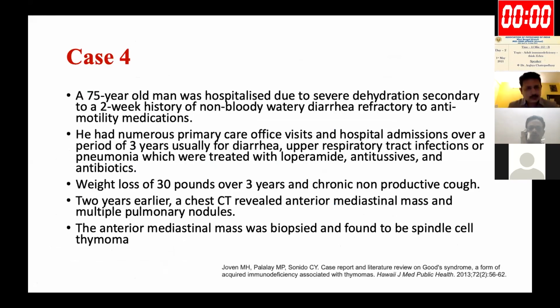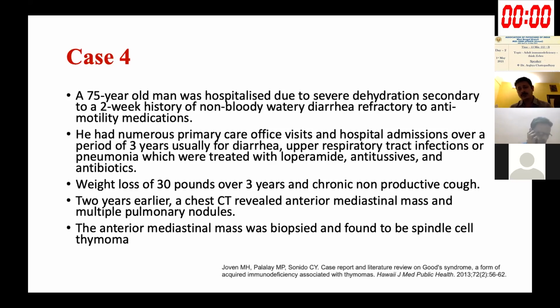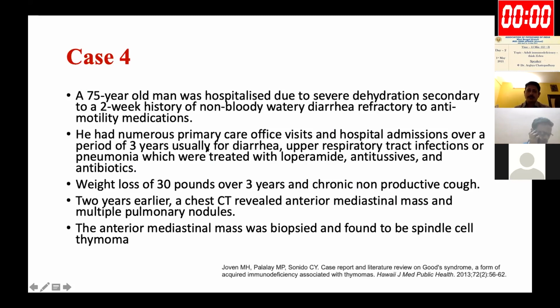The last case is of a 75-year-old man. So there is nothing wrong, like a 75-year-old man who got hospitalized with severe dehydration secondary to 2 weeks' history of non-bloody diarrhea and refractory to antimotility. Fine, this is a very common situation. But he had numerous primary care office visits and hospital admissions over the period of the last 3 years, starting at the age of 72 years.